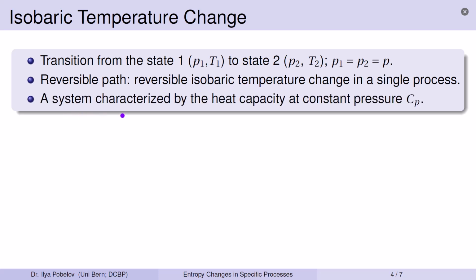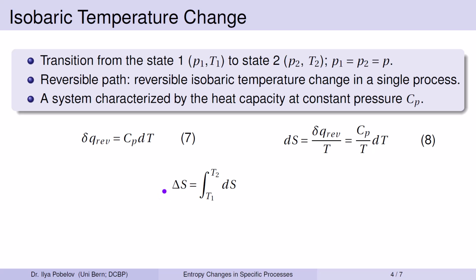We consider the system to be characterized by its heat capacity at constant pressure, Cp. The heat exchanged during this reversible process, delta Q rev, is given by Cp times dT, where dT represents a small change in temperature. We can calculate the differential of entropy dS as the heat exchanged in this reversible process divided by the current temperature T. This can be expressed as dS equals Cp over T times dT.